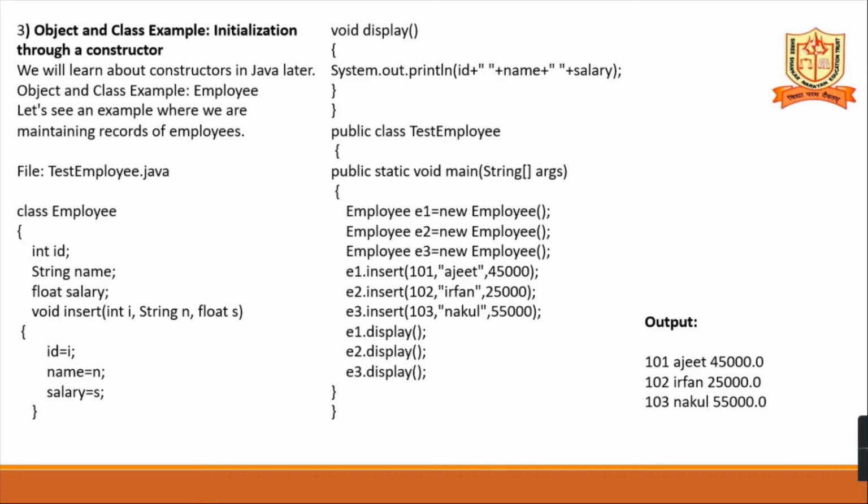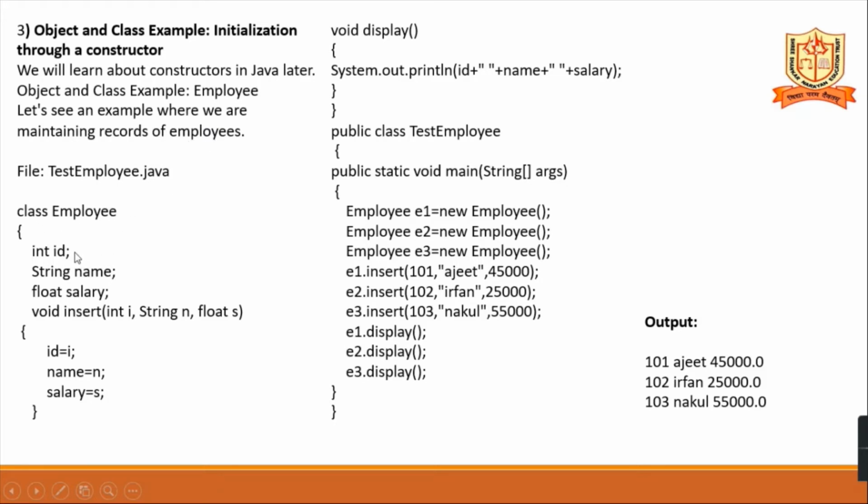First see this, and then the object and class example: initializing through the constructor. Here in this example we will learn about constructors in Java later. Constructor क्या है हम लोग देखते हैं. An object and class example, Employee. Let's see the example where we are maintaining the records of the employee.